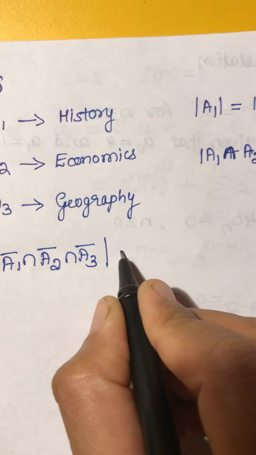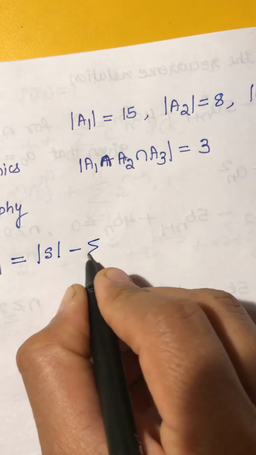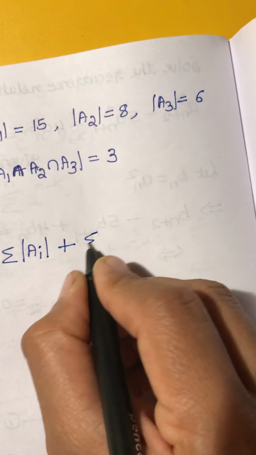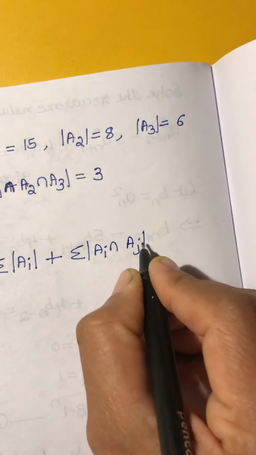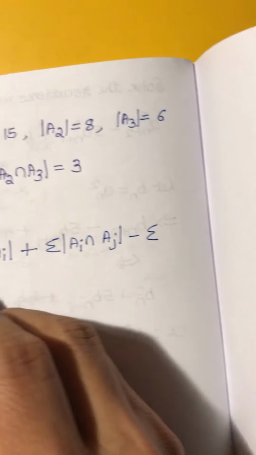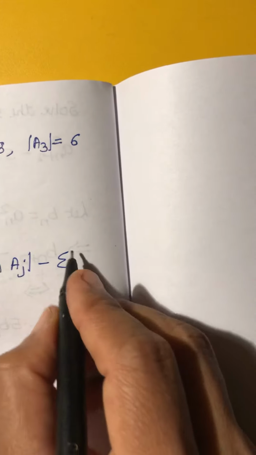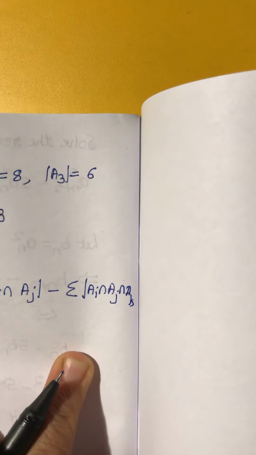Like the n bar formula. The formula is mod S minus S1, where S1 is summation mod AI, plus S2, that is summation mod AI intersection AJ, minus S3. That is, S0 minus S1 plus S2 minus S3. S3 is the summation of intersections of 3 elements, AI intersection AJ intersection AK. I think it is not seen what I am writing. It is AI intersection AJ intersection AK. That's what I have written.